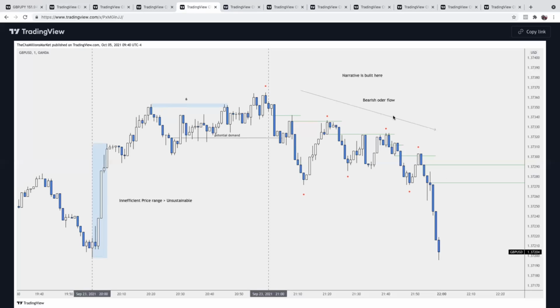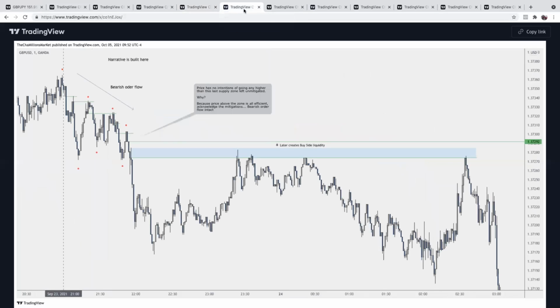Now, another thing that I tend to do is, once I zoom into these points of interest, you can actually create an invalidation point inside of your point of interest, right? So I'm gonna go over to the next slide. I'm gonna clean some of this up a little bit. We're gonna slide over. So we have our bearish order flow here, right? So as I stated here, price has no intentions of going any higher than this last supply zone left unmitigated.